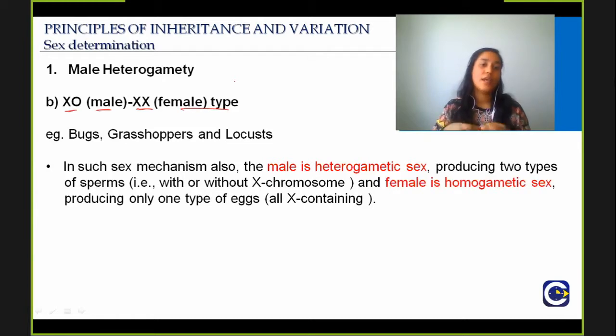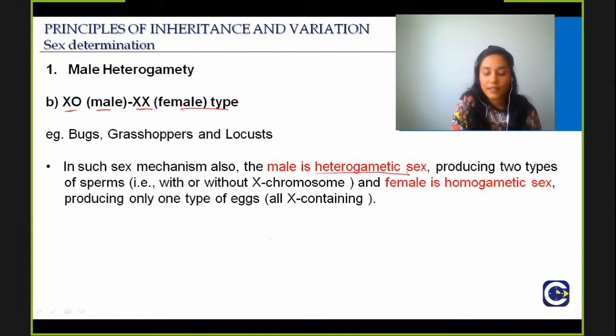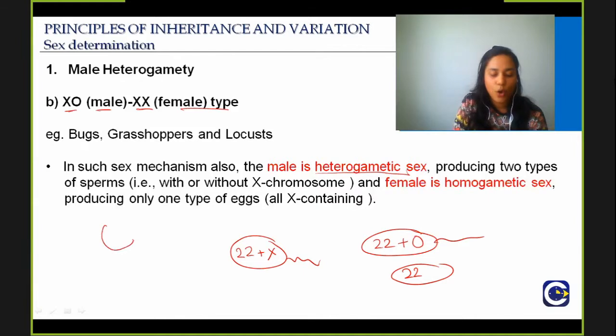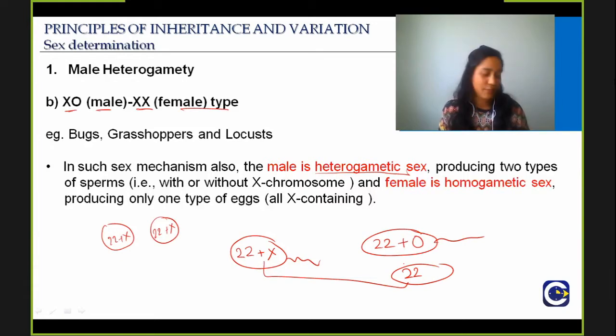What does that mean? In such a mechanism also the male is the heterogametic sex. Again the sperms will be of two different types. 22 plus X, this will be one sperm. The other will be 22 plus O. And why is it O? Is it some special gene? No, O means nothing. So the only composition will be 22. But still it is male heterogamety because two different types of sperm are formed. But in the ova, in the egg, it will always be the same, 22 plus X. That is why it is also an example of male heterogamety.